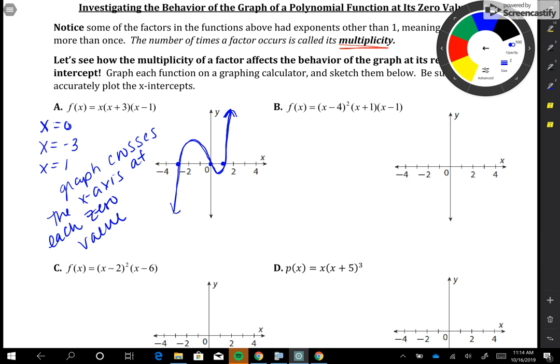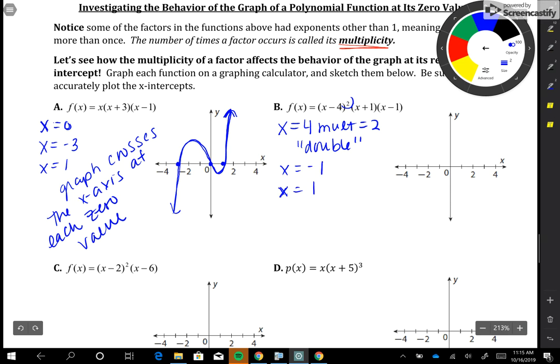Let's look at B. F of x equals the quantity x minus 4 squared times x plus 1 times x minus 1. So what we noticed is we had this factor x minus 4 and we had the 0 value of +4. But because that is squared, it has a multiplicity of 2. You can also call that a double 0, okay? Then we have the single zeros of -1 and +1. So we know the graph is going to touch the x-axis at +4, -1, and +1. And we are going to graph this function on our calculator and see what it looks like.